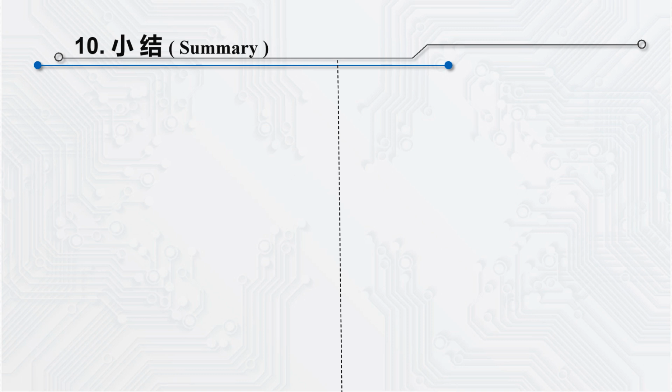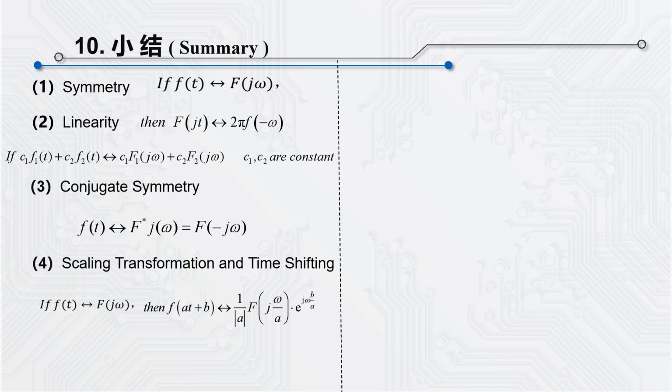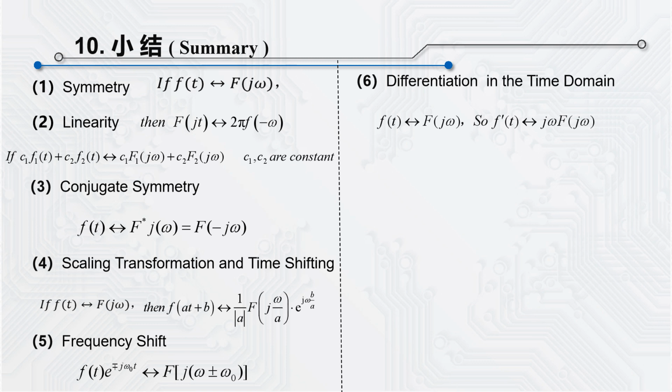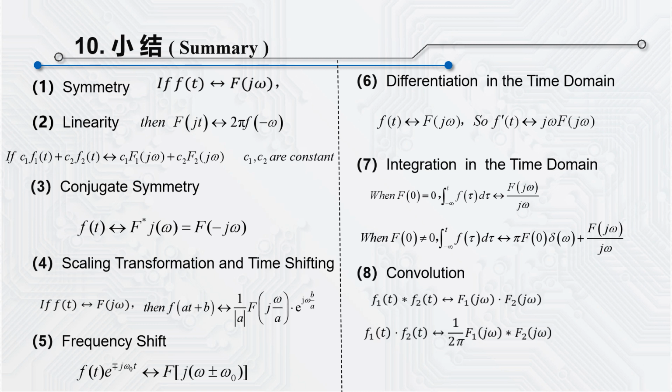We mainly discussed the properties of Fourier transform in this class, including symmetry, linearity, conjugate symmetry, scaling transformation and time shifting, frequency shift, differentiation in time domain, integration in time domain, and the convolution theorem, which includes the convolution theorem in time domain and in frequency domain.